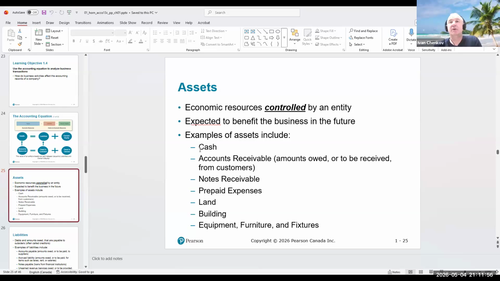Examples of assets are cash, accounts receivable, notes receivable, prepaid expenses, land, building, equipment, furniture, computers, machinery, a car, anything that you can picture, everything that can be used by the entity, the company or the business to generate future benefit, which will be the revenue.